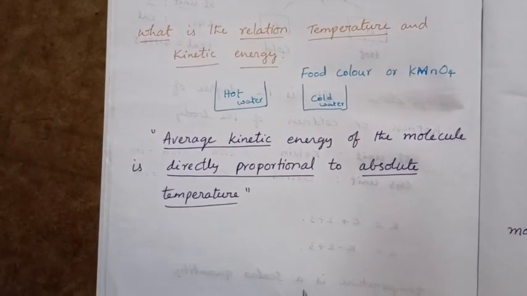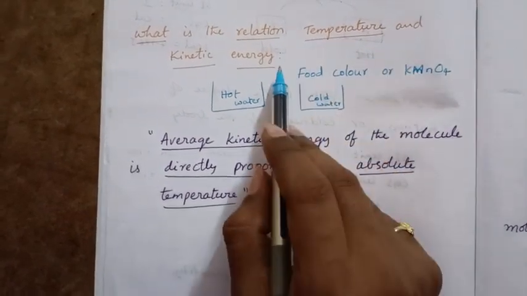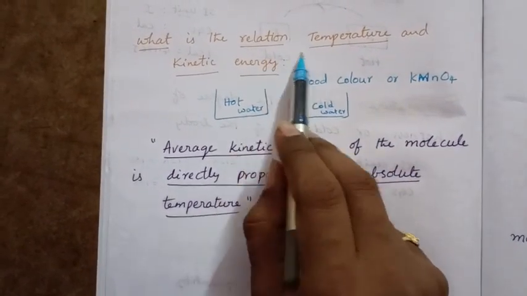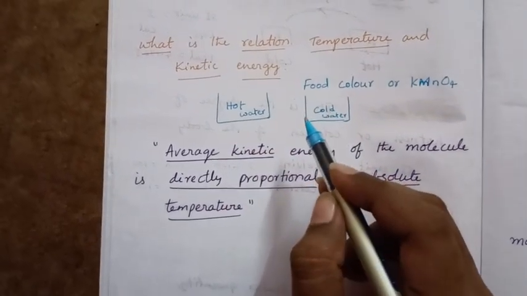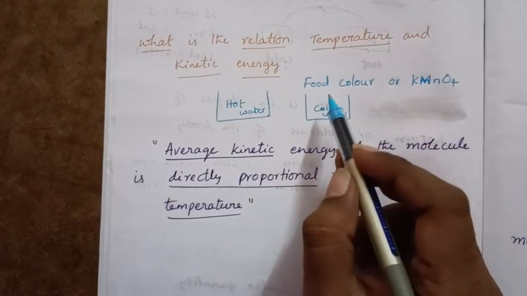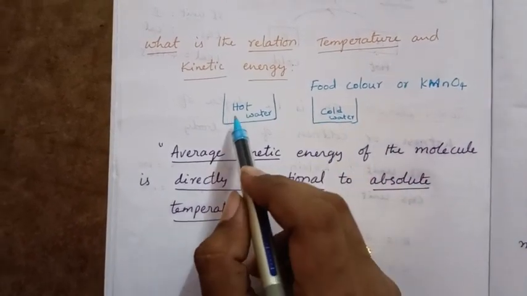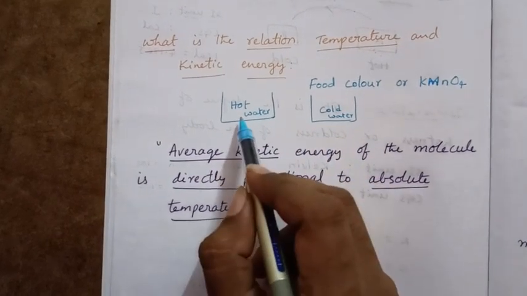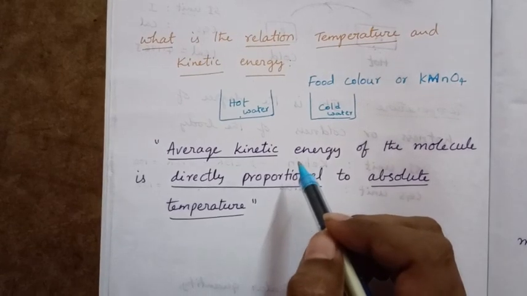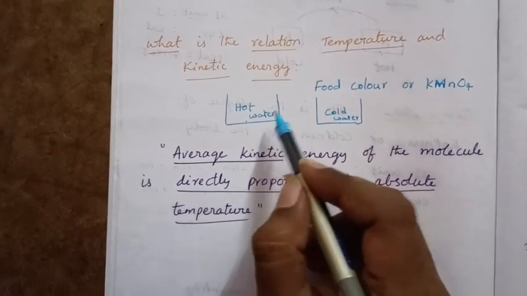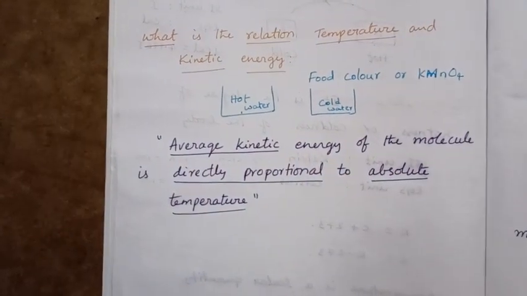Next topic: what is the relation between temperature and kinetic energy? To do that experiment, we should take food color or KMnO4 and two vessels, one with hot water and another with cold water. Now we should add some food color to the hot water and the cold water.